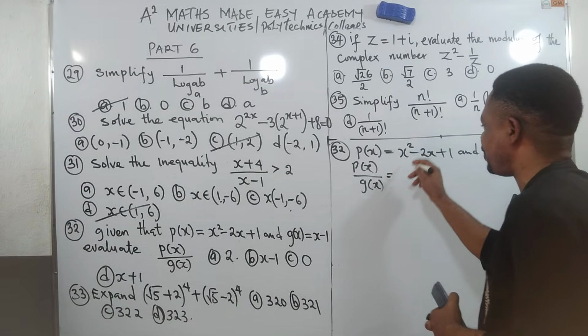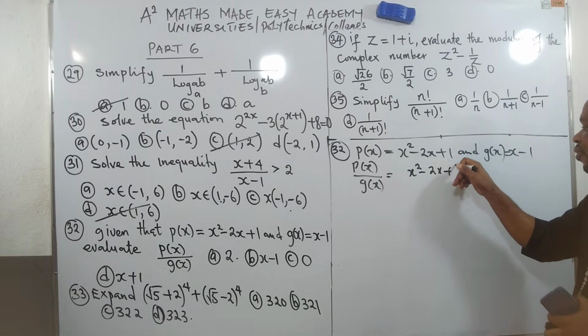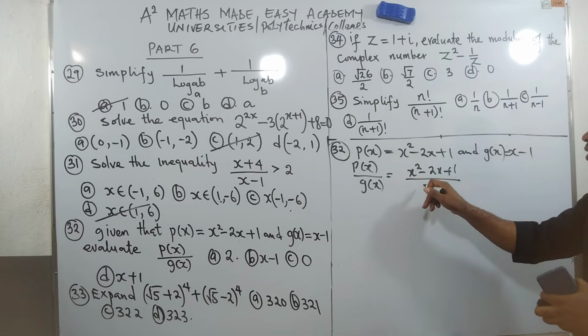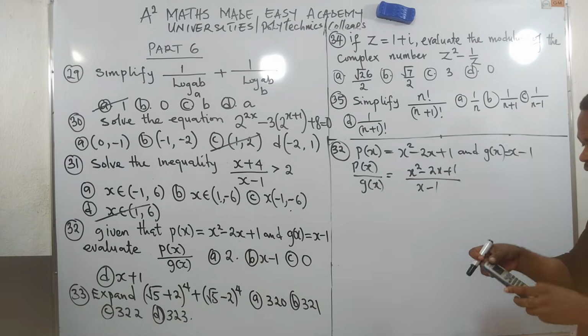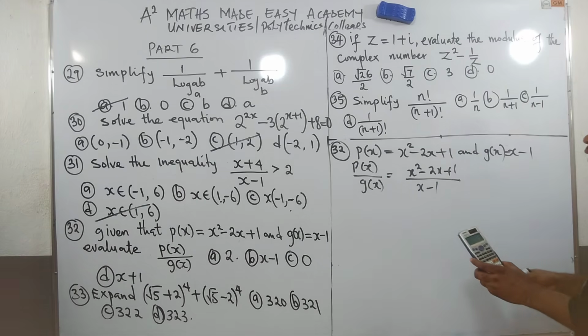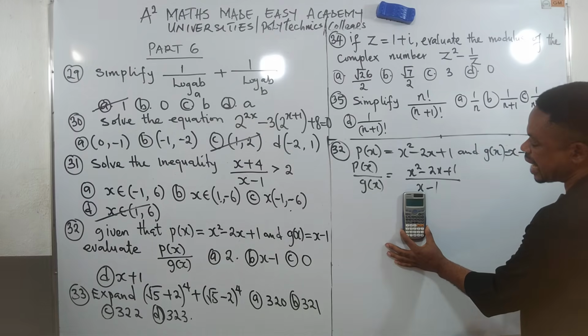We are given P of x. What is P of x? It is x squared minus 2x plus 1 divided by G of x, which is x minus 1. Now you can solve the numerator first using the calculator equation method.